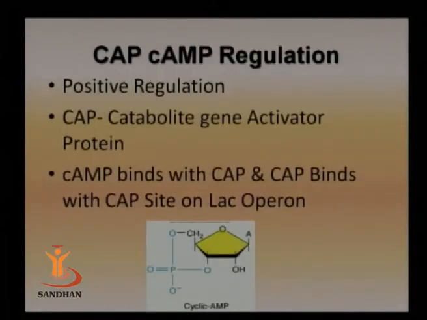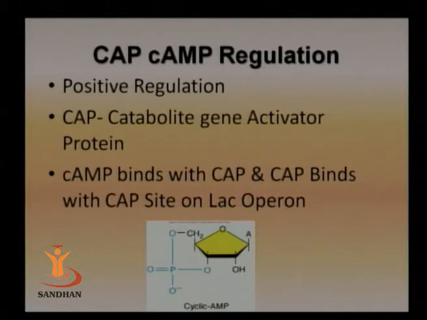Yes, this is CAP or CRP regulation. This is the example of positive regulation. CAP means catabolite gene activator protein. It is also known as CRP. Usually cyclic AMP binds with this CAP protein, and then the CAP protein binds to the CAP site on Lac Operon. Cyclic AMP, as shown in the structure, is nothing but a derivative of adenosine monophosphate, but it is converted to this form by the enzyme adenylate cyclase. So this adenylate cyclase converts ATP to cAMP, and cAMP is needed for its further activity.